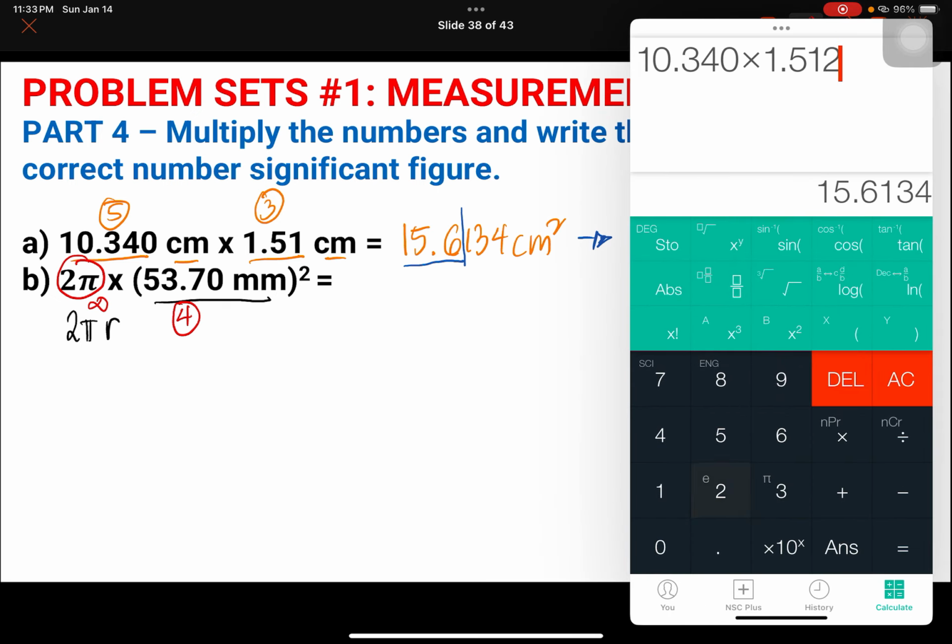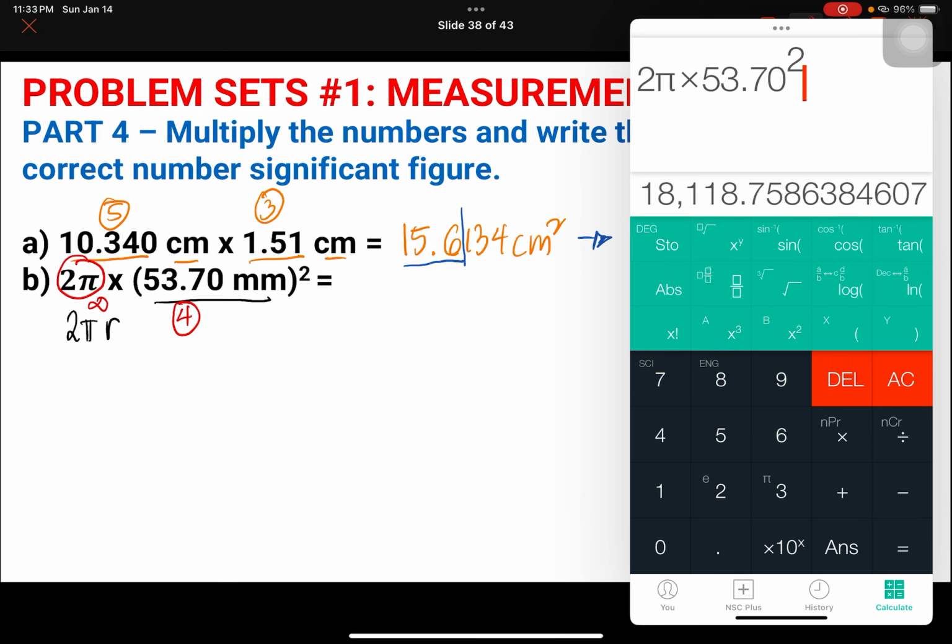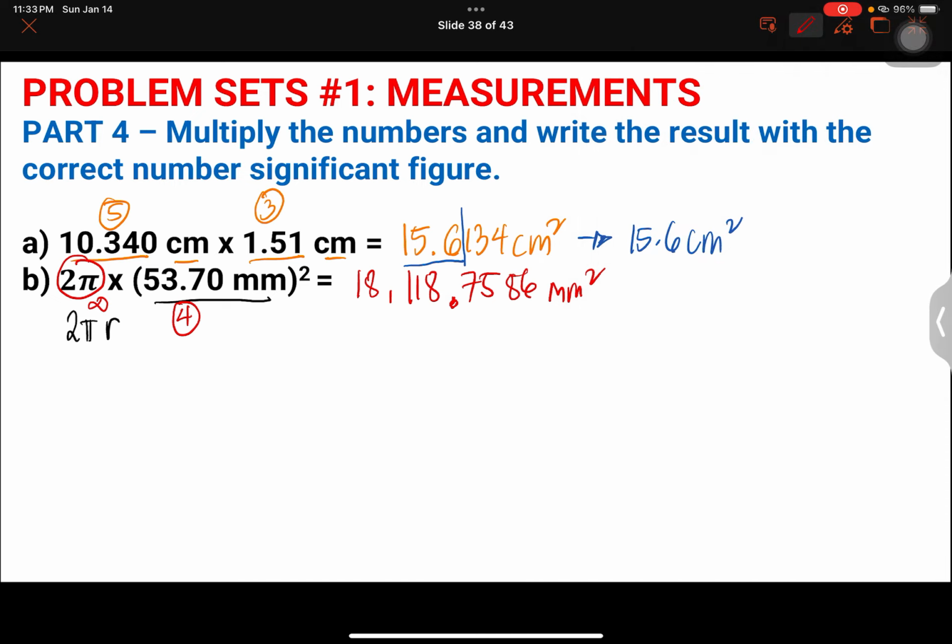Therefore, if we multiply 2 pi times 53.70 squared, our answer will become 18,108.76 mm squared. Okay, now, let's go back here. Ang mag-govern sa ating multiplication, sabi natin, yung pinakamababa, si infinite ba o si 4? Therefore, 4 significant figures, not decimal. Sig figs ang kailangan natin.